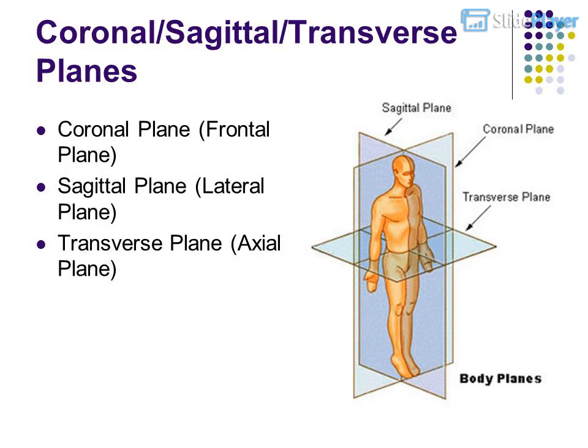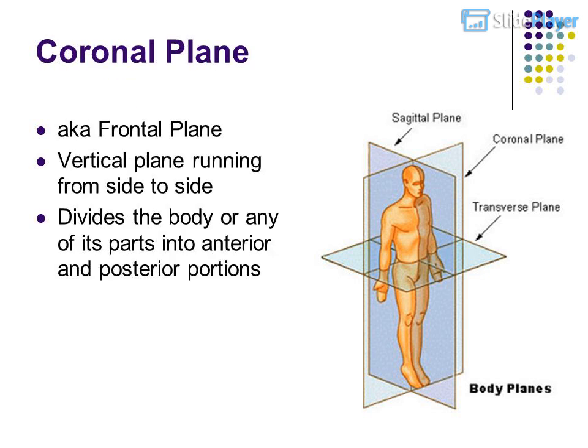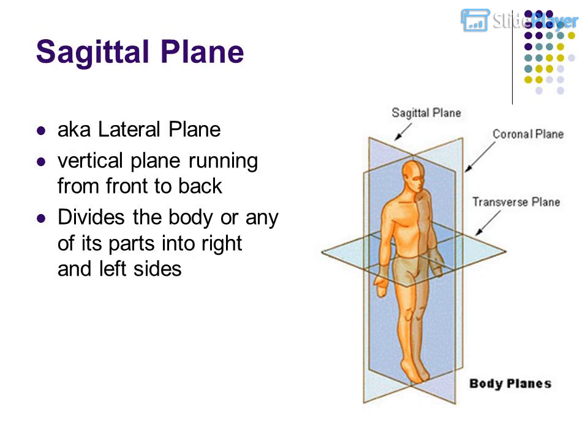Coronal, sagittal, transverse planes. Coronal plane, frontal plane. Sagittal plane, lateral plane. Transverse plane, axial plane. Coronal plane, also known as the frontal plane, is a vertical plane running from side to side. It divides the body or any of its parts into anterior and posterior portions. Sagittal plane, also known as the lateral plane.